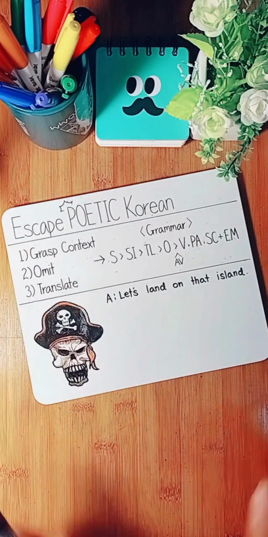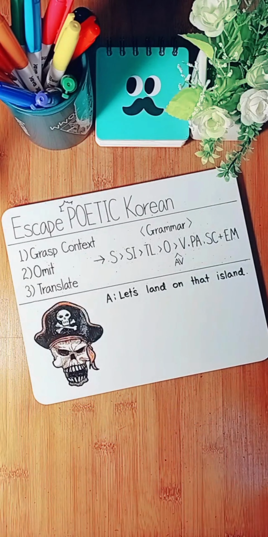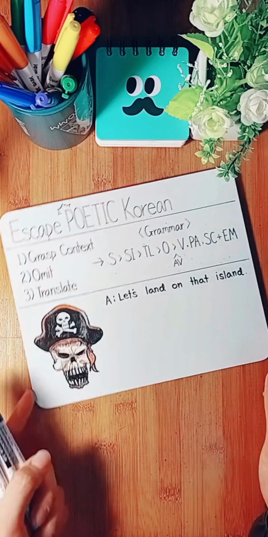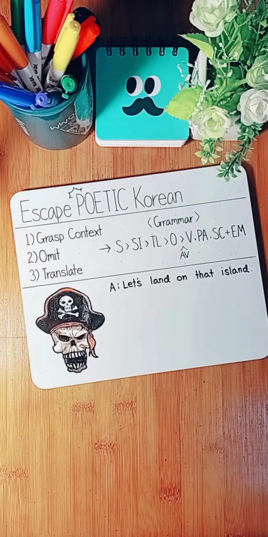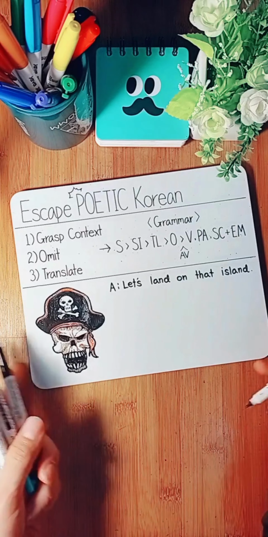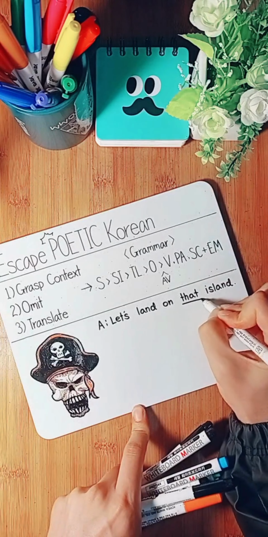Okay, so A is saying, hey, our ship is damaged. We can't keep sailing. We have to stop. Let's land on that island. Okay, so in this one simple looking sentence, there are a whole bunch of grammatical concepts that you have to meticulously understand. First of all, how would we say that island?